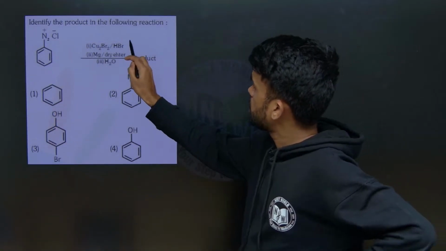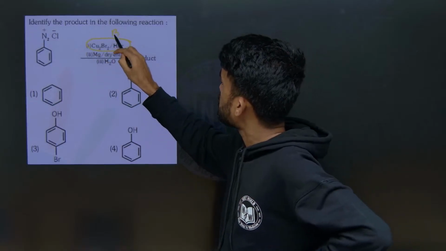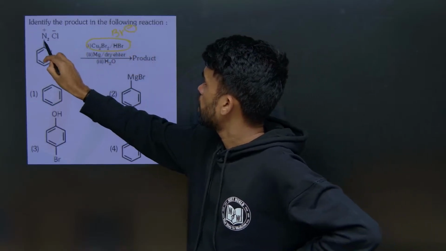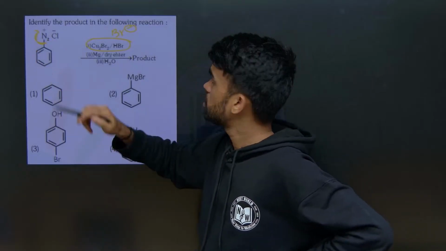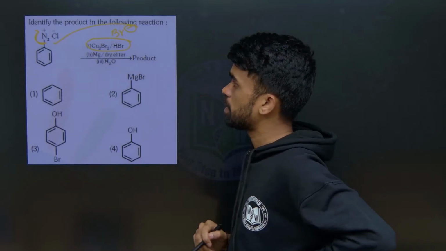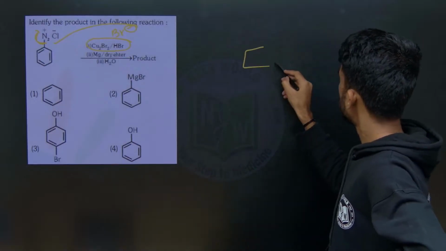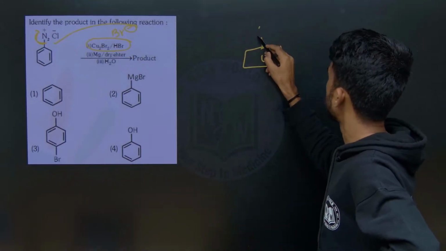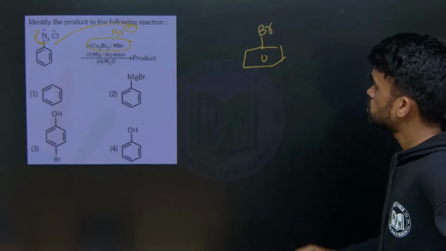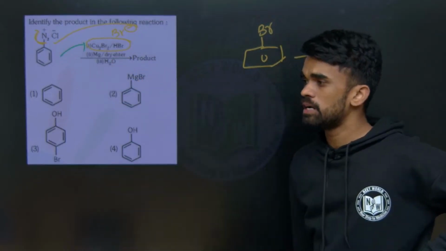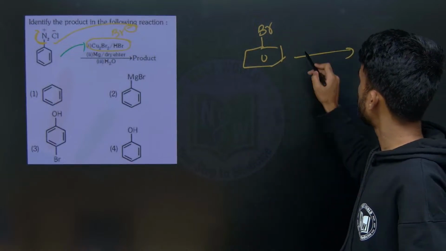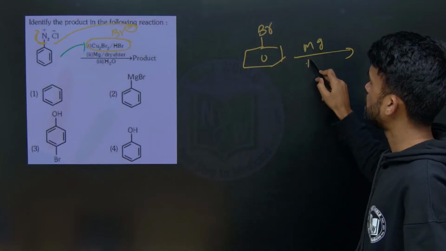So here from these we will be having Br minus. N2 will go out with these electrons. So here Br minus will replace N2. So we are getting a product like this, bromobenzene. So the first process is what? Sandmeyer reaction. And second one we are having magnesium in dry ether.